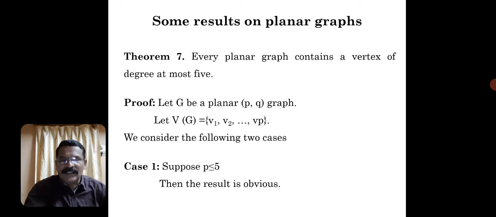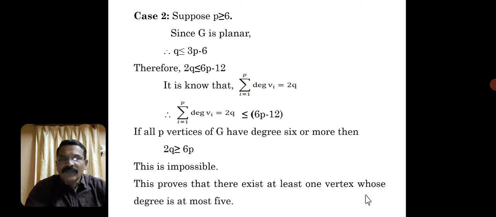Now we are going to consider a graph in which the number of vertices is greater than or equal to 6. Already in the statement what have we considered? We have considered G is a planar graph. When G is a planar graph, in the previous class we have proved one result. What is that result? The number of edges in that graph is always less than or equal to 3p minus 6. This we have already proved in the previous class.